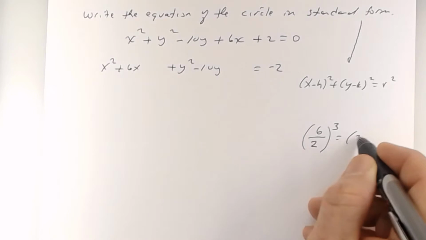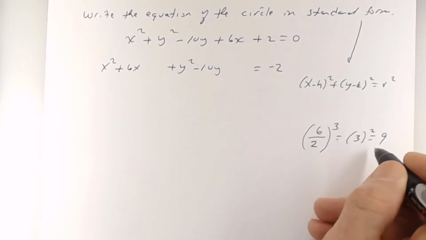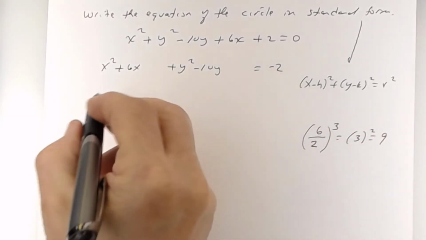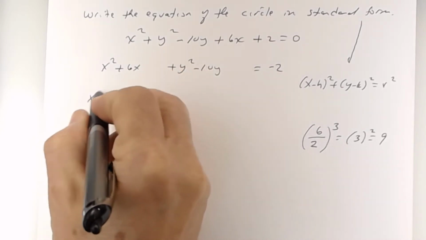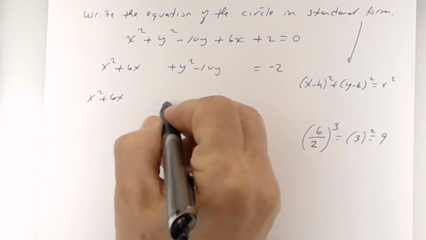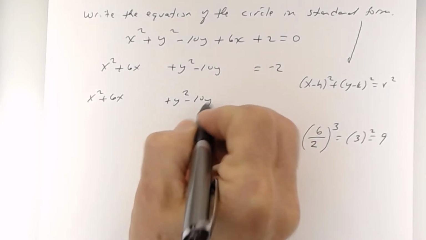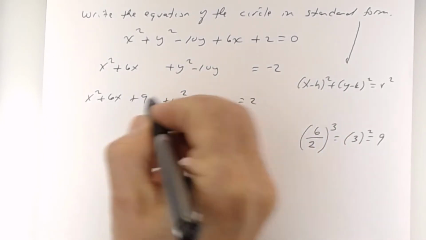So that's going to be 3 squared, which is 9. So what do I do to this 9? I add it to both sides. So I'm going to say x squared plus 6x. I'm going to go ahead and rewrite this thing over. So I'm going to add 9, and then add 9.